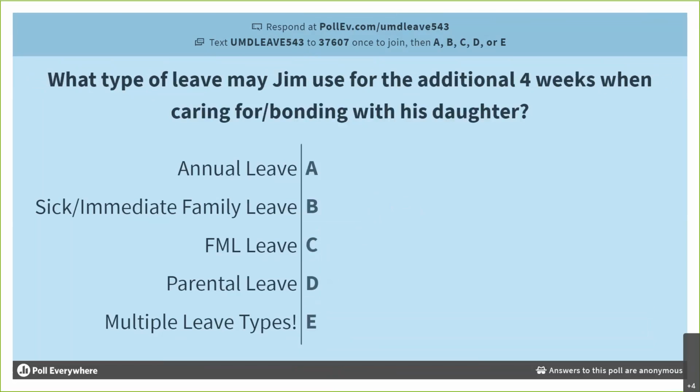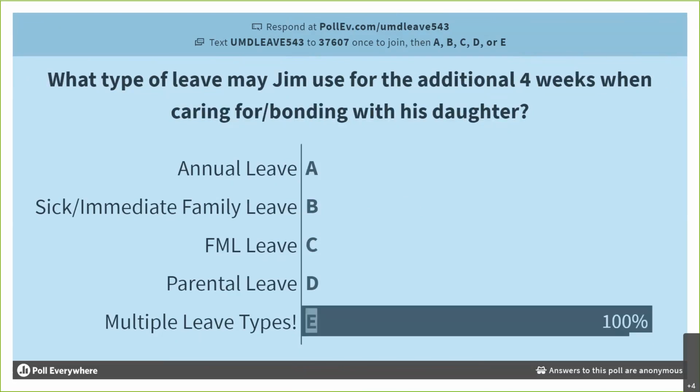Okay, and the last one for Jim. What type of leave may Jim use for the additional 4 weeks when caring for or bonding with his daughter? And I think we are all pretty much getting the hang of it because I see the 76, 79, 80%. So this one, again, is multiple leave types. So you could use any of those combinations of leave.